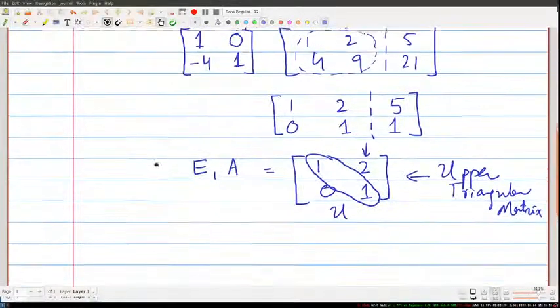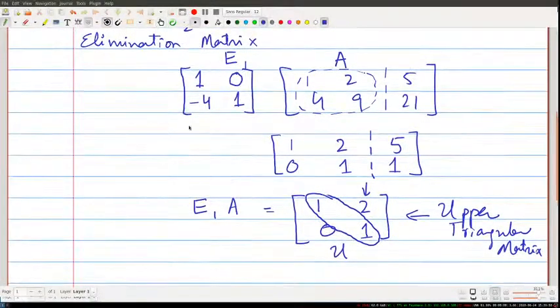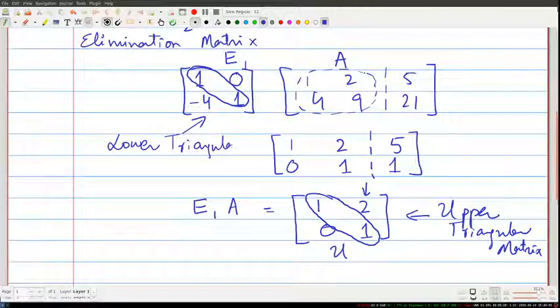Also notice something else. Notice that this E1 was a lower triangular matrix. It had something on the main diagonal and then something below. Everything above the main diagonal was 0. When you have everything above the main diagonal to be 0, that's a lower triangular matrix.